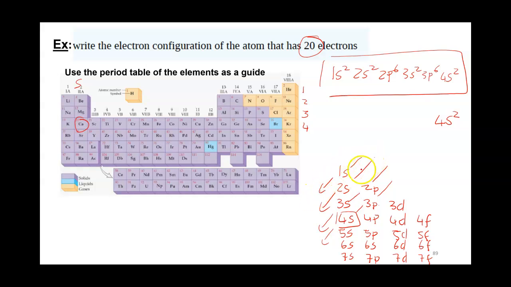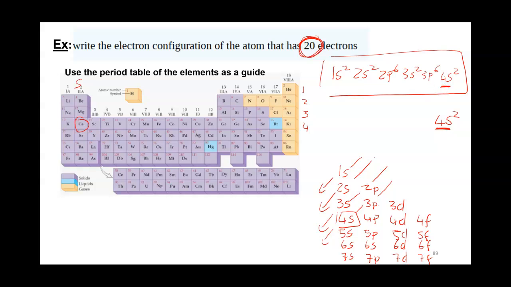So I'm just following down the arrows. When I get to the end of one arrow, I go to the beginning of the next one, and I just keep filling up until I get to where I'm meant to. And if I count this up, 2 plus 2 gives me 4, plus 6 gives me 10, plus another 2 gives me 12, plus 6 gives me 18, plus another 2 gives me 20, which is what I wanted. And I know it's correct because it ends 4s2.